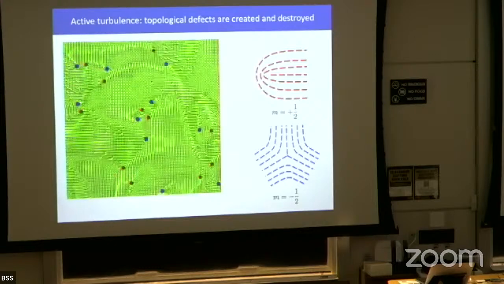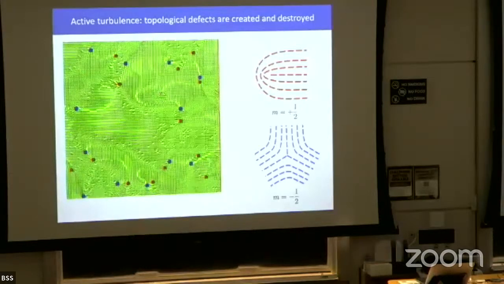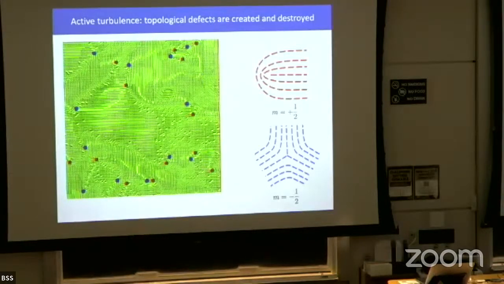It's up here. It's the one I usually look at, where they actually appear. And so you get, on average, a fixed number of plus or minus 1/2 defects. If this thing is more active, you expect more defects to be produced. Okay?